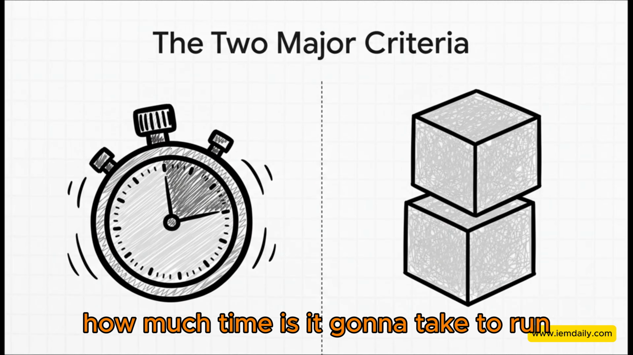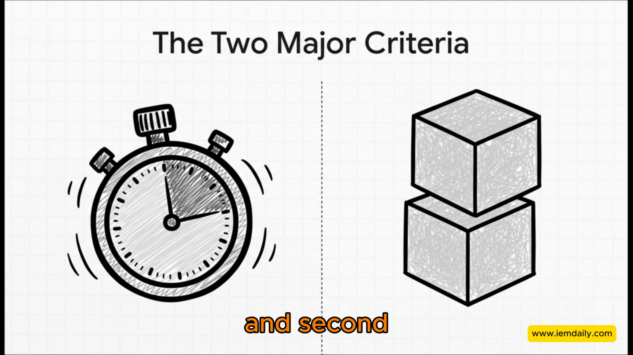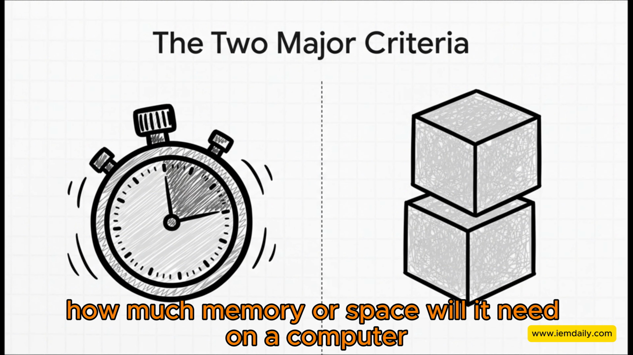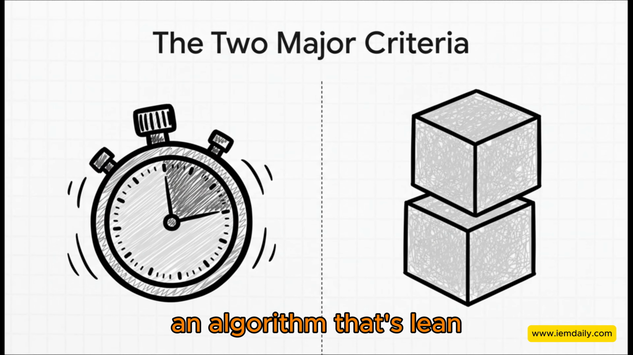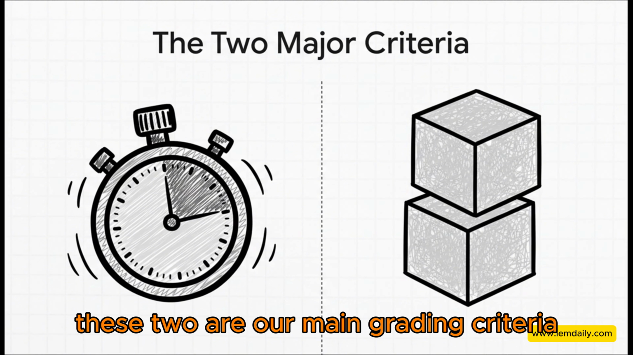First, how much time is it going to take to run? I mean, faster is almost always better, right? And second, how much memory or space will it need on a computer? An algorithm that's lean and doesn't hog memory is way more efficient. These two are our main grading criteria.